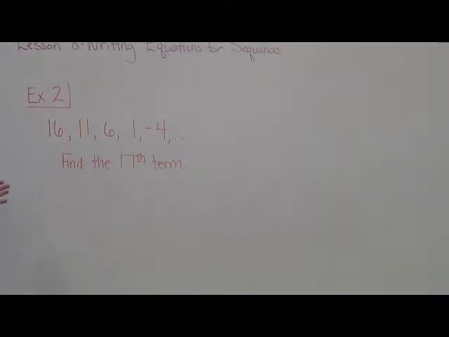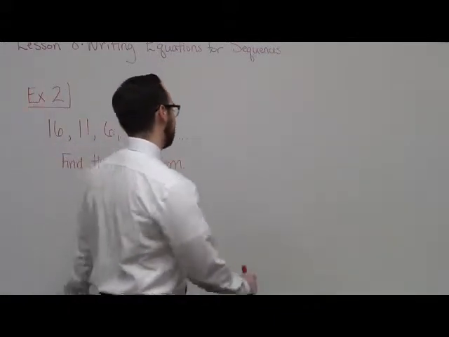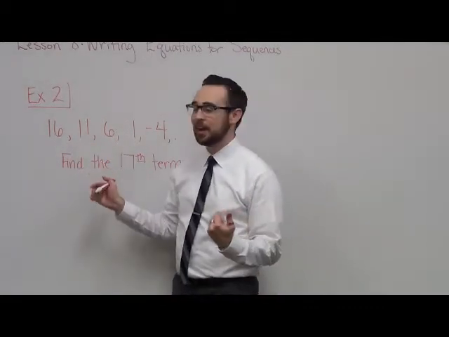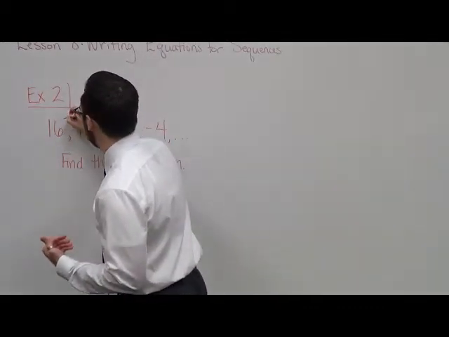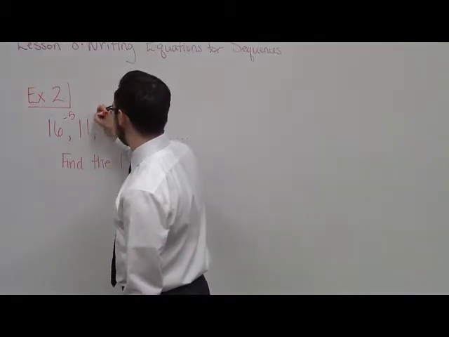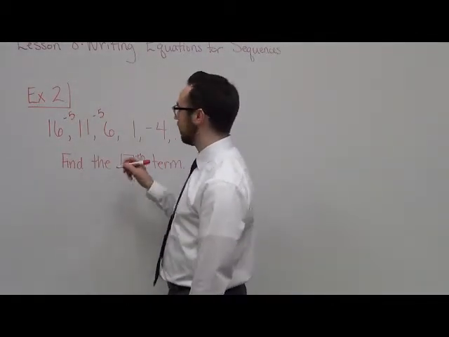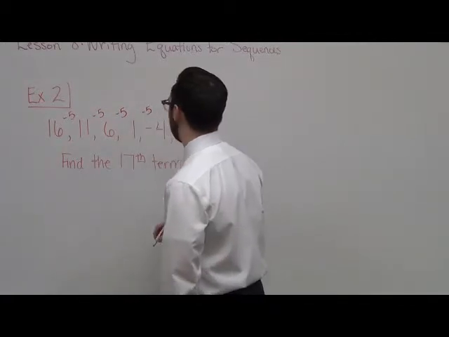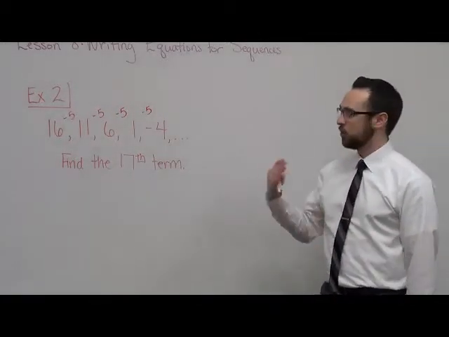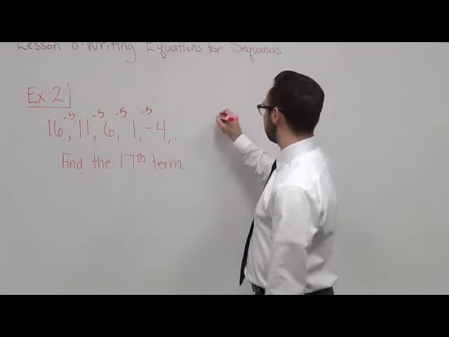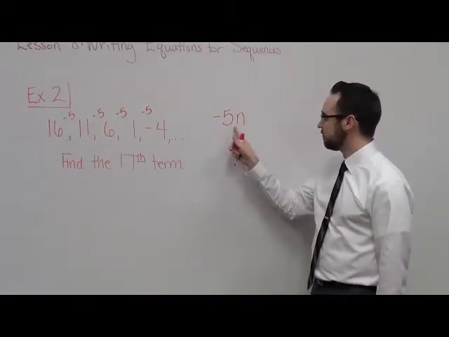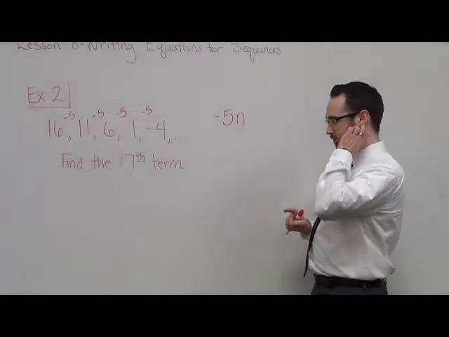So again, we want to figure out what's happening to each next term to get there. When I go from 16 to 11, I'm subtracting 5. To go from 11 to 6, subtract 5. From 6 to 1, subtract 5. From 1 to -4, we subtract 5. So because it's repeated, that's the number we're going to multiply by. So I have -5 times n.